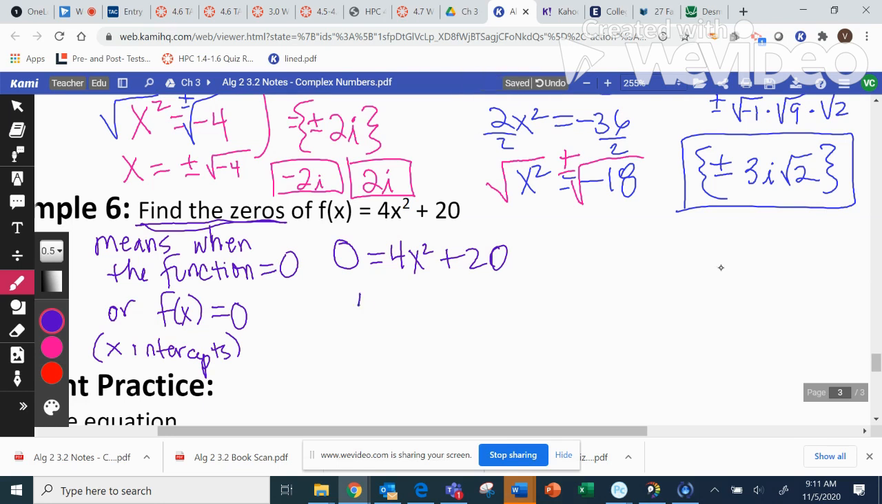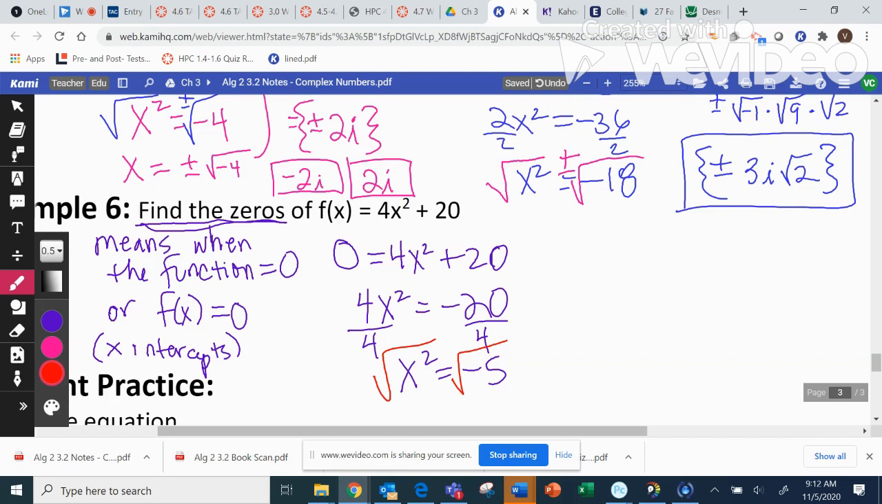I'm going to take away 20 from both sides. Divide by 4. And I'm going to square root. What do I need to do when I put in a square root symbol? What do I need to do? I need to hear you say it. I need to hear everybody say it.